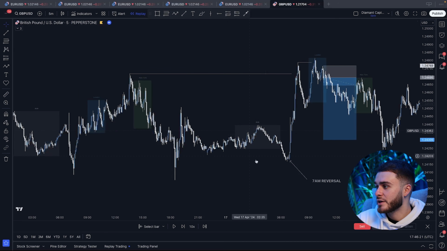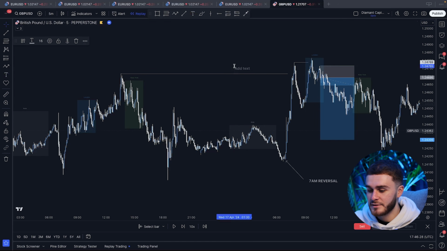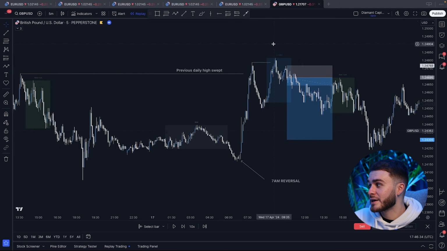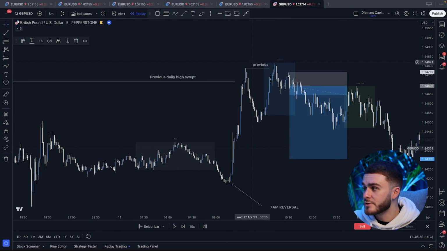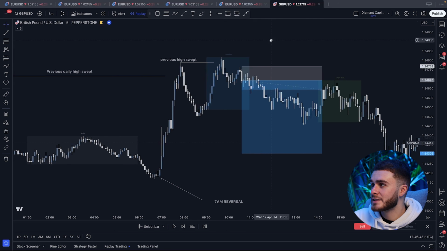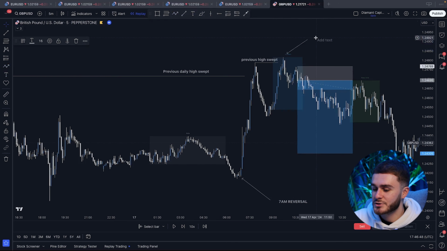As you can see over here, we've got the Asia range. We've swept it at the bottom, proceeded all the way up to the top. The previous daily high has now been swept already. So previous daily high swept. Not only that, we also get that high being swept again. So the previous high swept too. And what happens at this point? This is where we get the 9:30 reversal in London session.